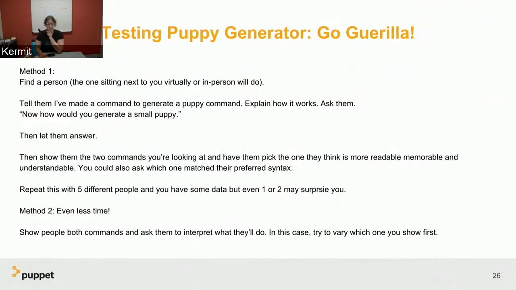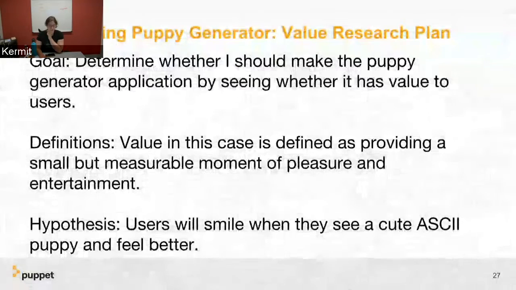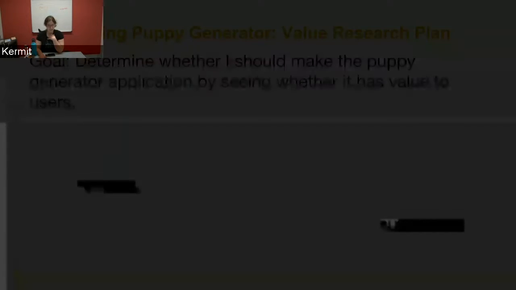So here's a totally different example, a value research plan. Now my goal is to determine whether I should make the puppy generator application by seeing whether it has value to users. So will people use it? Do people want it? And in this case, I'm going to define value as providing a small but measurable moment of pleasure and entertainment. These are arbitrary. This is what I think would justify for me the time I'm going to spend building this puppy generator thing. And so now my hypothesis is just users will smile when they see a cute puppy and maybe they'll feel better. So how can I test that?